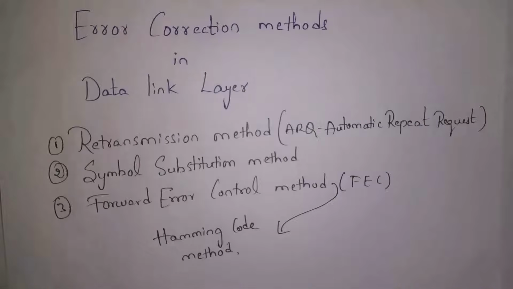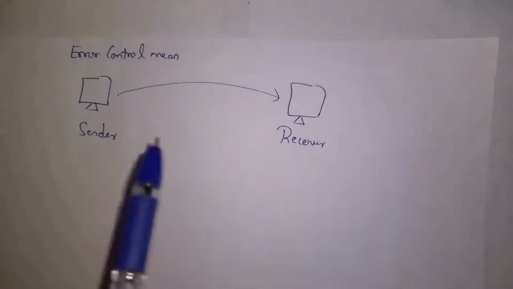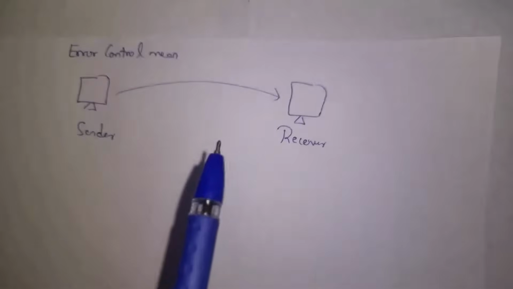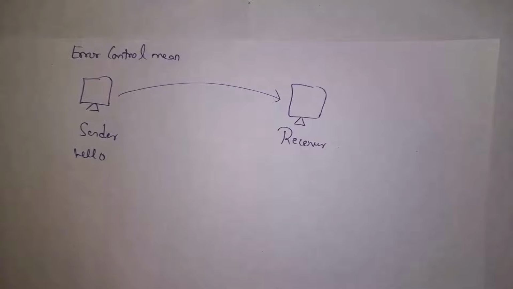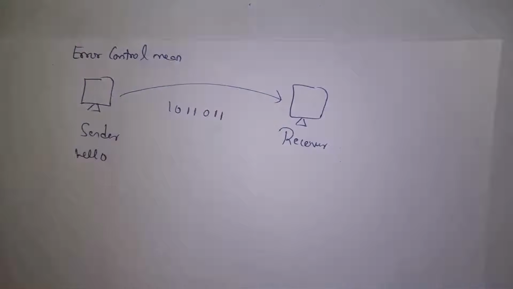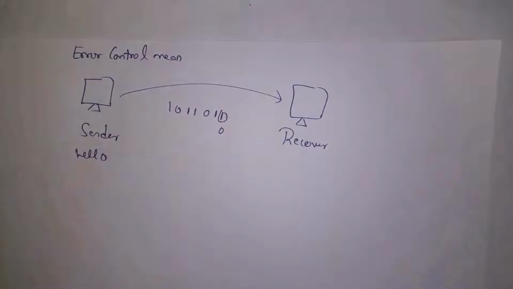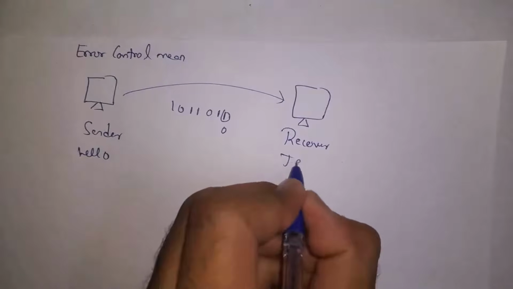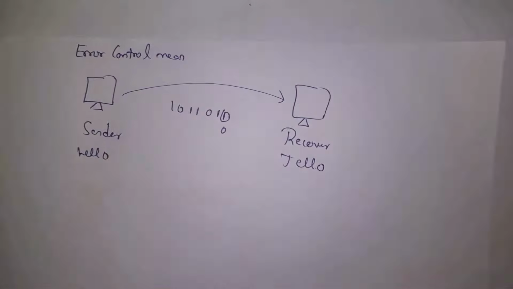Next I will explain what are error correction methods in the data link layer. Error control means whenever the sender sends data to the receiver, due to some noise or interference in the network, the receiver may receive errors in the data. For example, the sender sends data like HELLO. For example, the H binary code is 10111011. But due to some noise or interference in the network, the last bit 1 is changed to 0. So the receiver may receive data like JELLO.